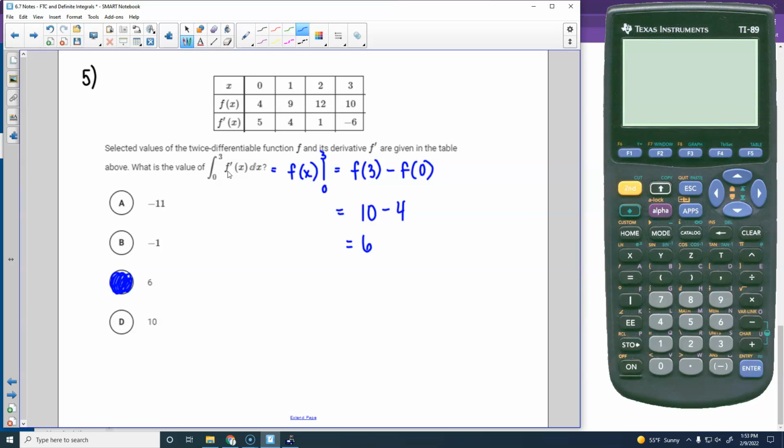Okay? Questions? All right, I like this one. I think it is pretty simple once you got that idea. And you'll see something like this because it's really important that they're testing that you understand the relationship between the f prime and the f there.